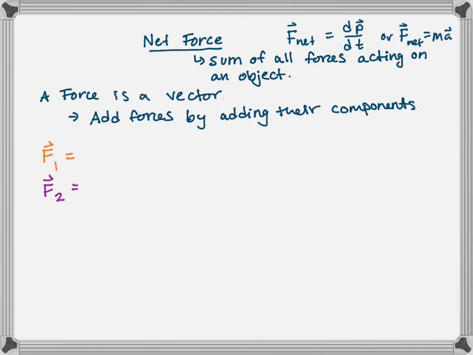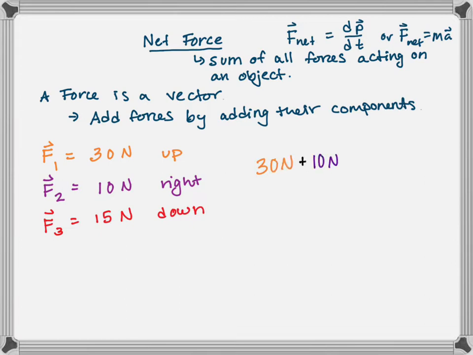Now let's look at a different example. In this example, let's say that we're given three forces, and instead of being given their components right away, we're just given that force 1 is 30 newtons up, force 2 is 10 newtons right, and force 3 is 15 newtons down. Now, most people want to just take those three numbers and add them up. That would be adding the forces, right? Well, no, we can't do that because these are not scalars, they are vectors, so their directions matter. So we cannot just take the magnitudes and add them up. What we want to do is add these things like they are vectors.